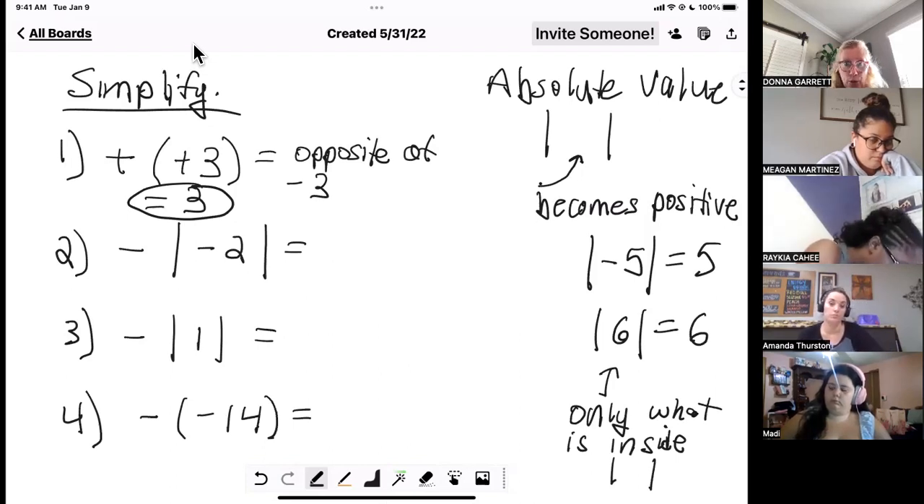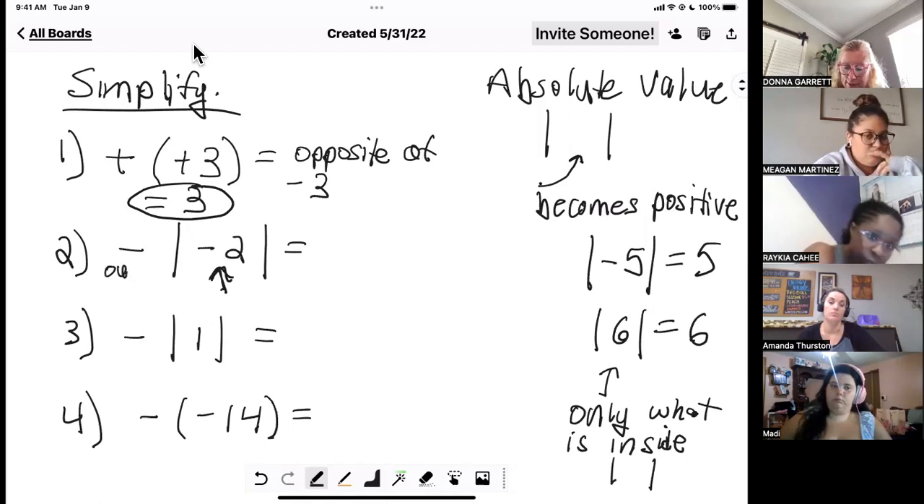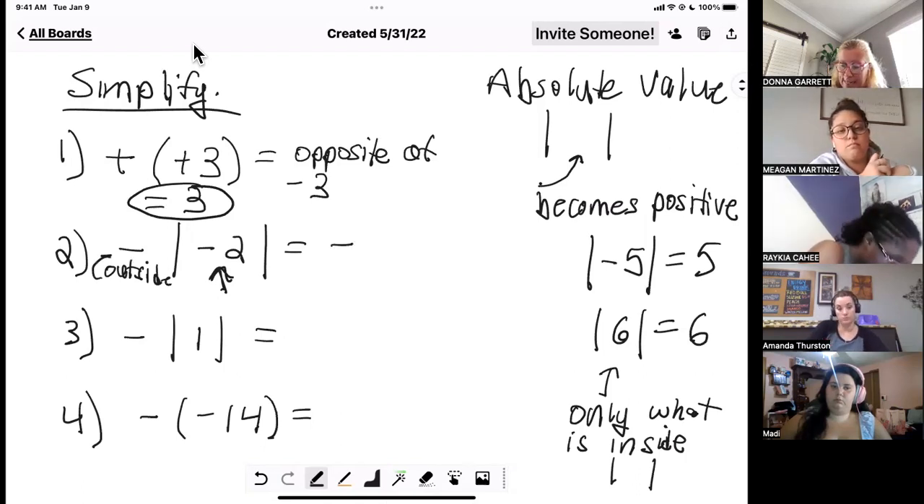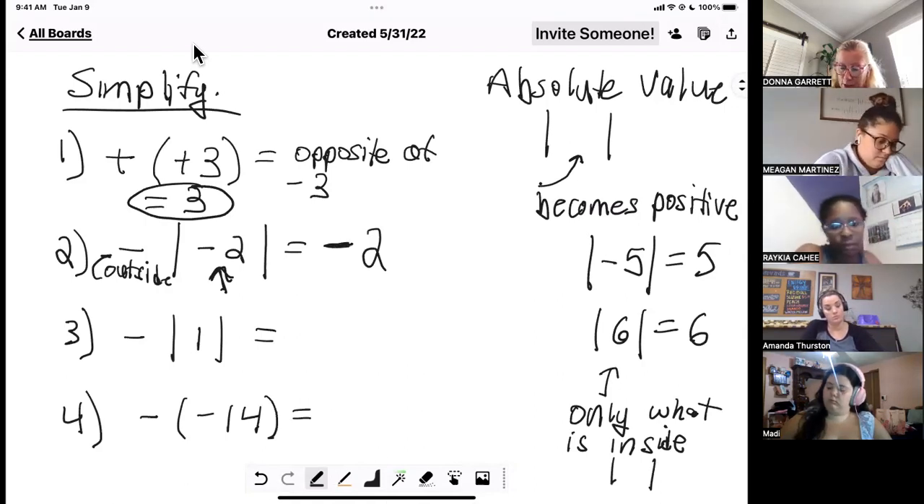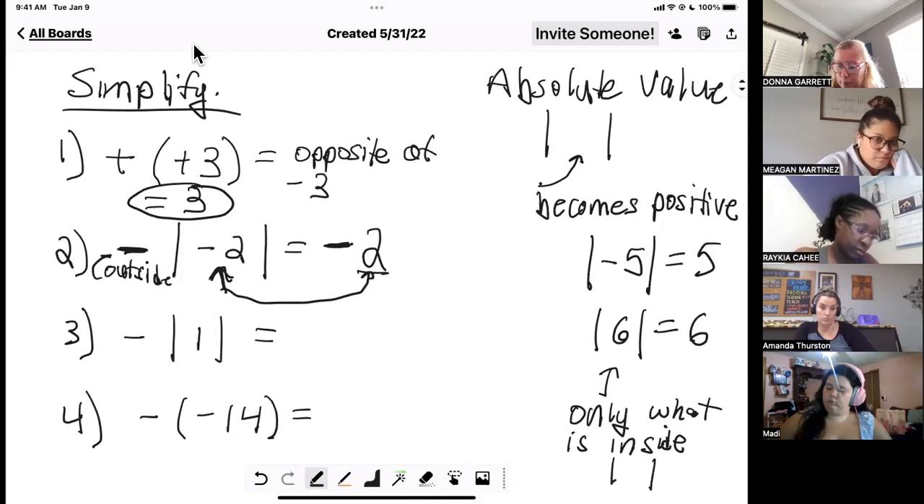Number 2, these are absolute value bars, the big vertical lines. So that means this has to become positive. Now the negative on the outside, this is outside. So a negative stays, but the inside becomes positive. So the negative stays because it's on the outside, and the inside becomes the 2, -2.